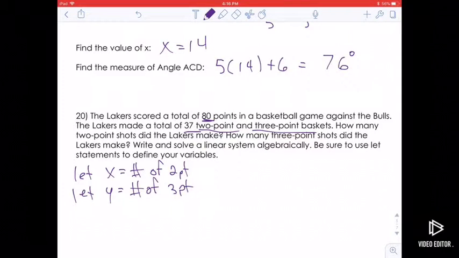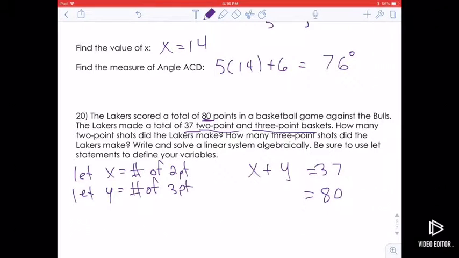So they scored a total of 37 baskets. So this one should be x plus y equals 37. The number of 2 points plus the number of 3 points has to equal 37. Then if they scored 80 points, that's where we use our combination.